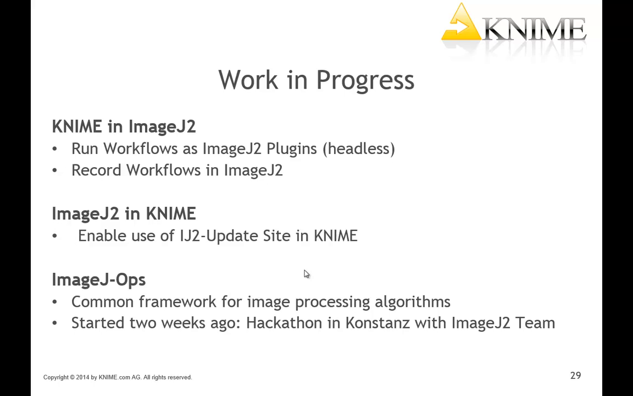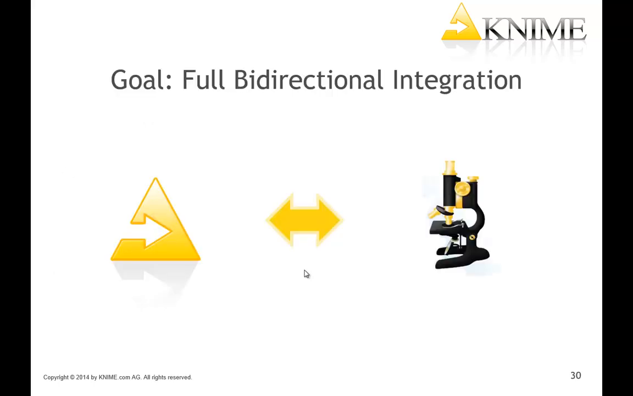Okay, and we started this framework 2 weeks ago in the hackathon in Konstanz with the ImageJ2 team. Johannes Schindelin and Curtis Rueden were here in Konstanz, and we worked 1 week heavily on this topic. So the ultimate goal of KNIME and ImageJ2 is a full bidirectional integration. We want to run KNIME in ImageJ, and we want to run ImageJ in KNIME. So that's why it's bidirectional integration.